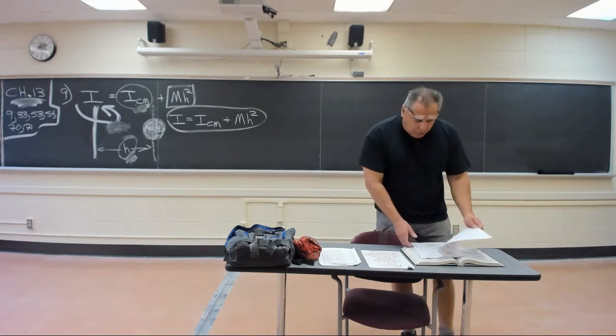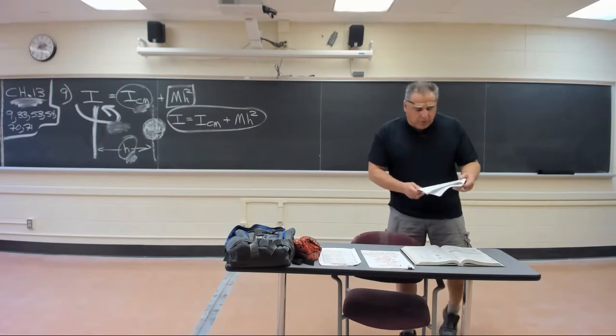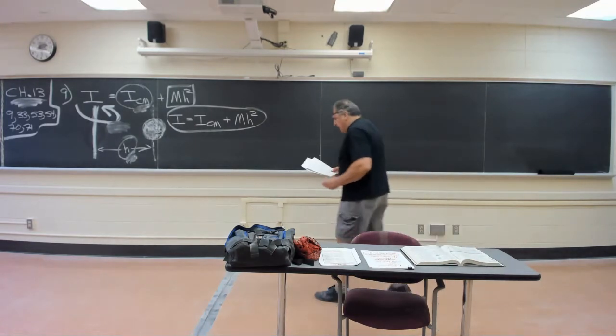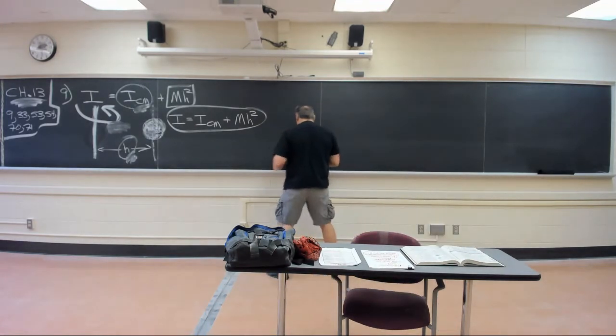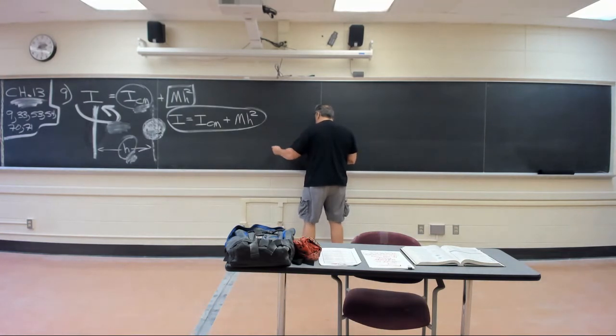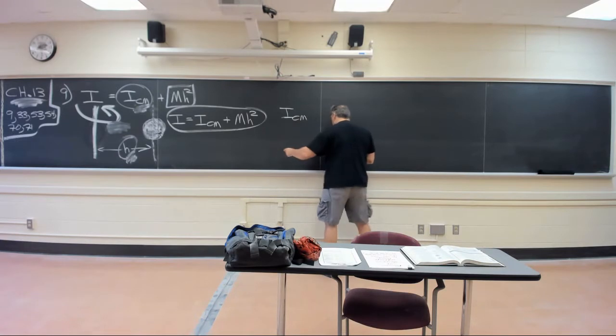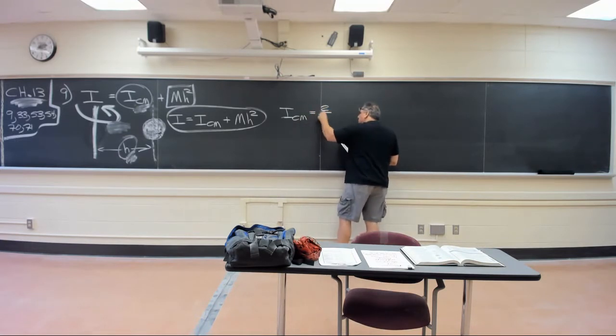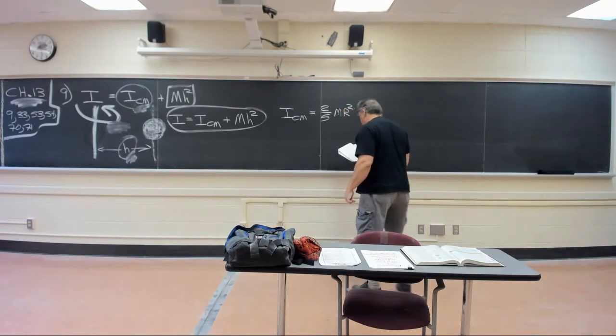Oftentimes we're not really doing proofs, guys, but like I said, for your personal enrichment, it's not a bad way to go. If you look at it by the parallel axis theorem, we're taking ICM of a sphere, as though you were going through the center of mass, if we look it up, is 2/5 MR squared.